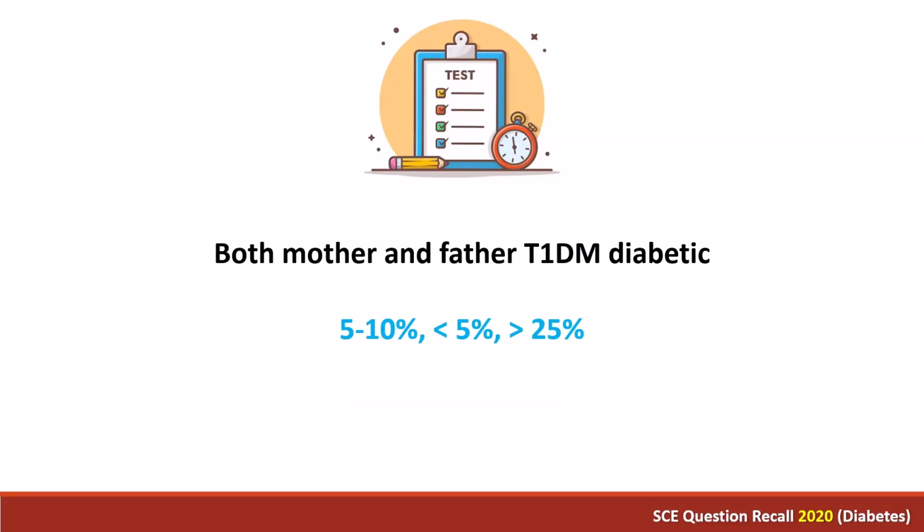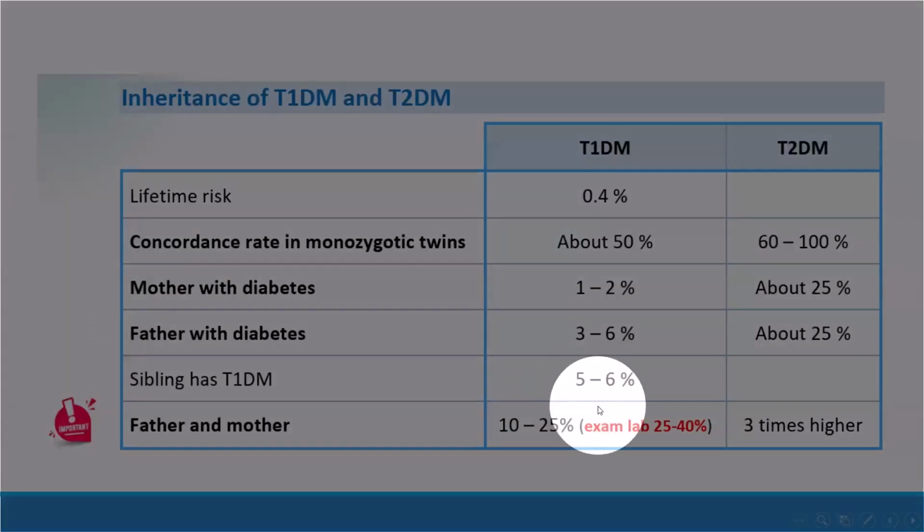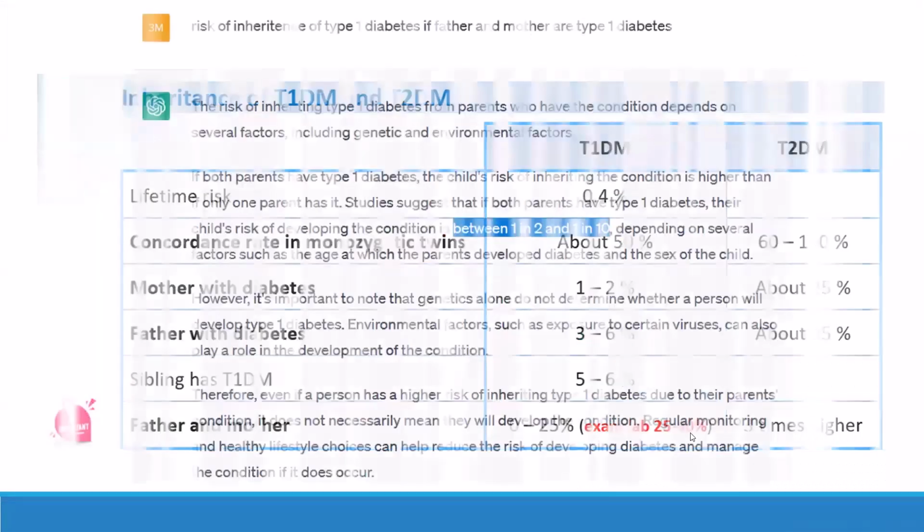If the mother and father have type 1 diabetes mellitus, what is the risk? As we answered previously in the exam, they answered 25 to 40%. In the Williams textbook, it is 10%. So the risk is mostly between 10 to 40%. For the exam, I will answer it as the exam recall, 25 to 40%, if this option is available.